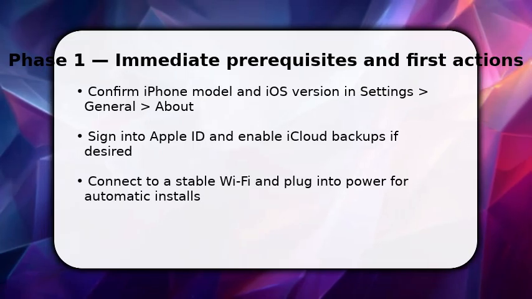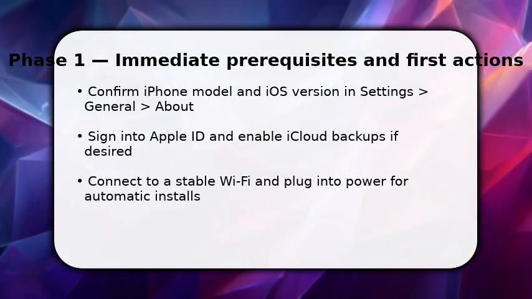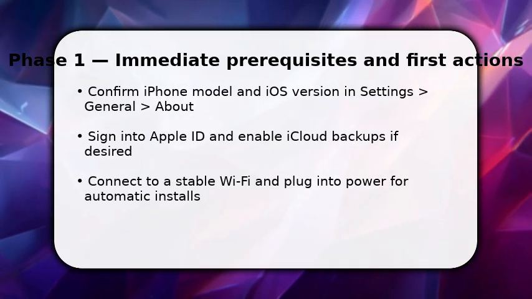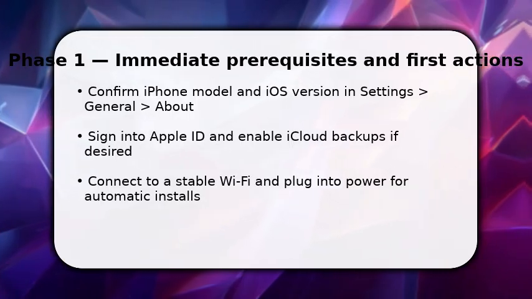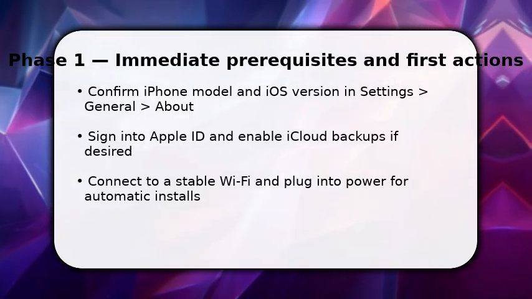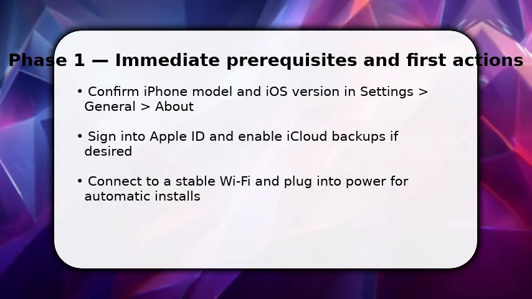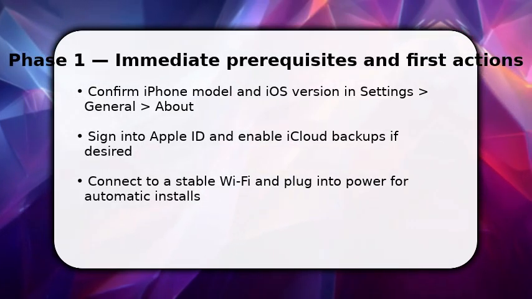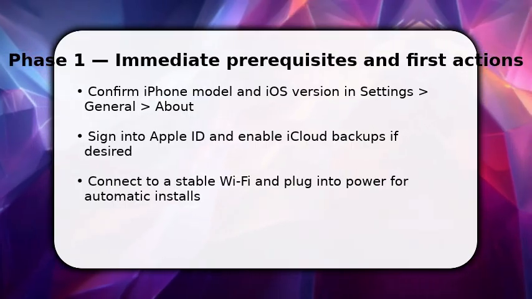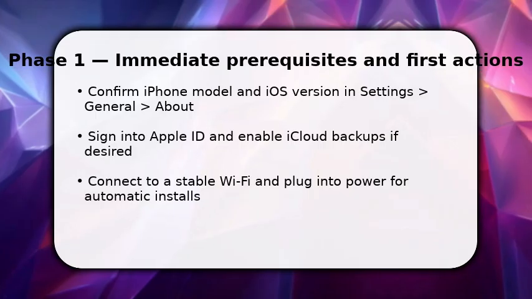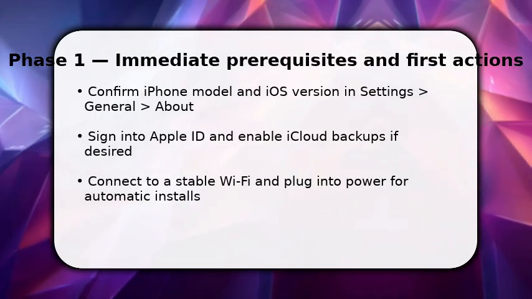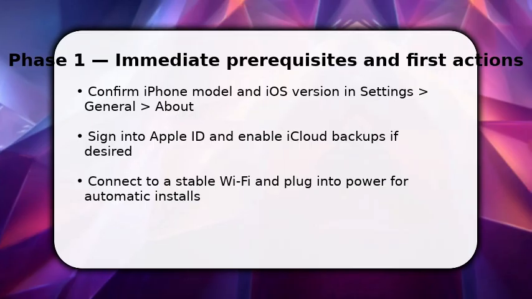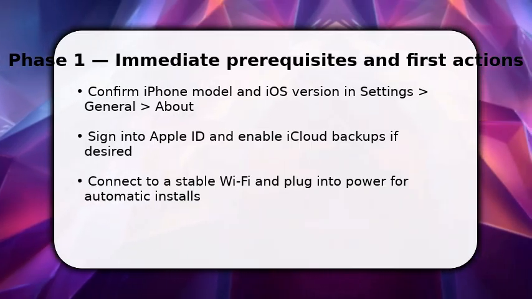You start by getting prerequisites out of the way so updates can run smoothly. Make sure you're signed into your Apple ID and your iPhone is connected to a reliable Wi-Fi network. This prevents cellular data use. Once done, plug the device into power. Automatic installs typically require a charging state. Also check iOS compatibility in Settings, General, About, because automatic installs need a supported version.